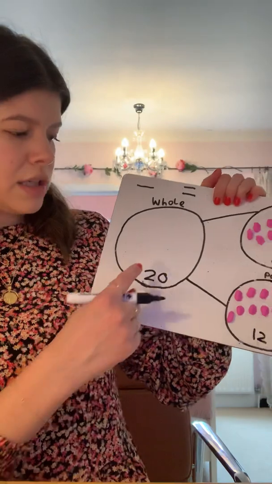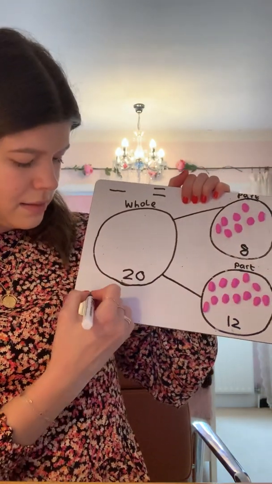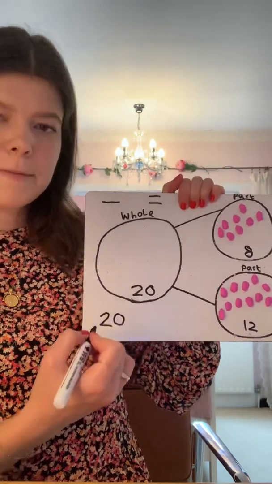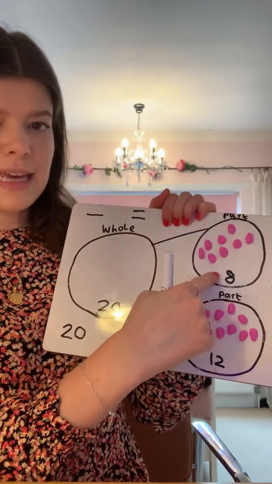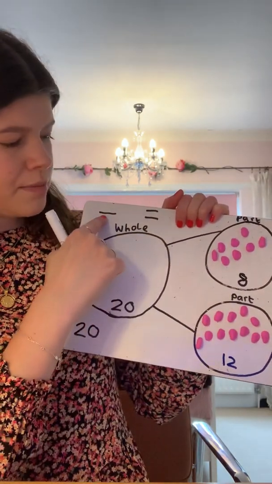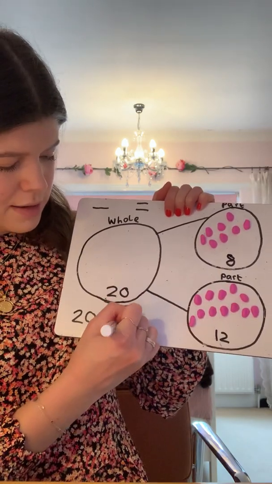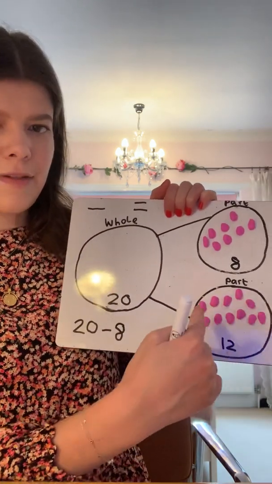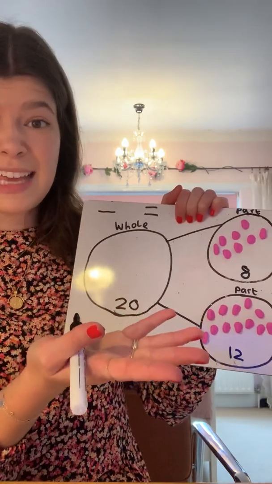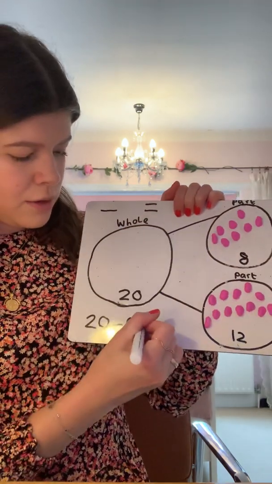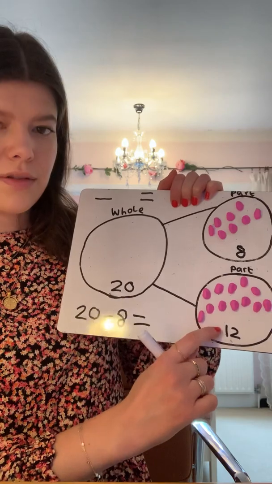Okay, and then I'm just going to use these 3 bits of my part whole model to write an equation. So the whole is 20, so 20 goes here. I subtracted 8, so I need subtract 8, because I took 8 away. How many are left? That means how many does that equal? So is equal to, how many are left?